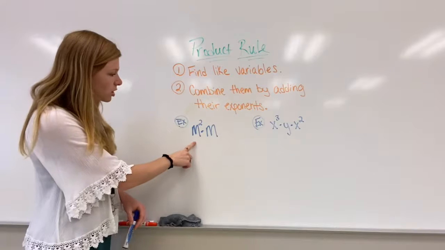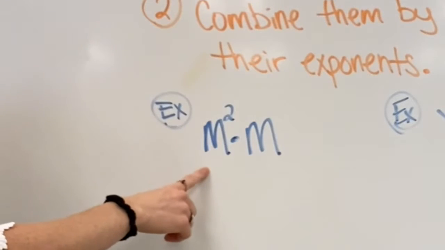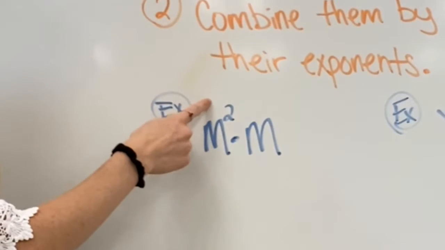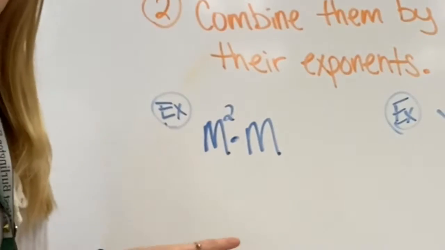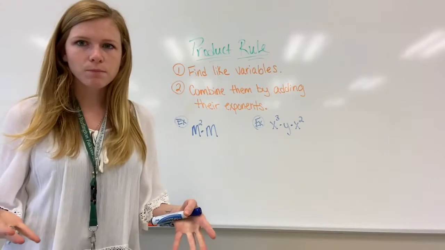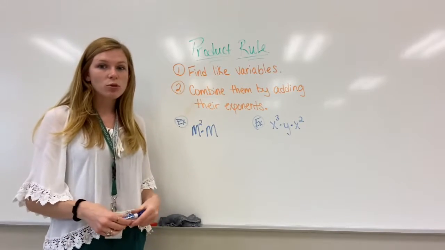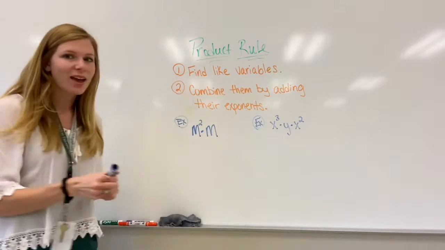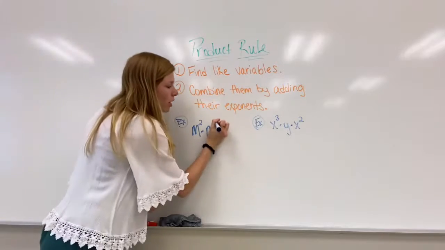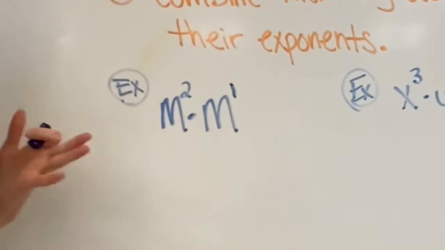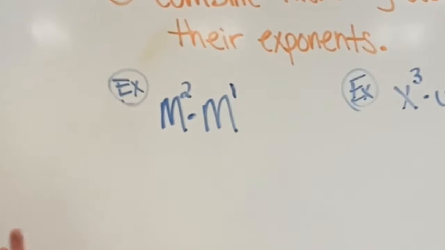So when I look at this first one, I notice the exponent is 2. But when I look at this second one, I don't see an exponent. That would be the invisible 1. Anytime you see a variable by itself, it has an exponent of 1. So if you need to remind yourself, go ahead and put a 1 above the m.